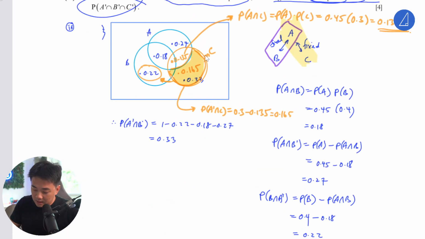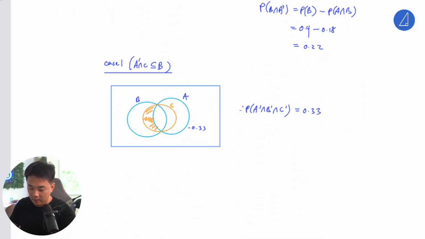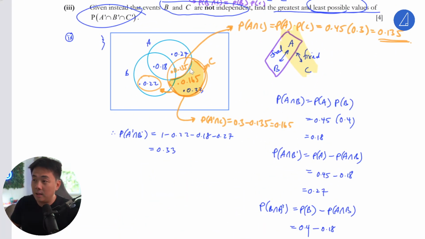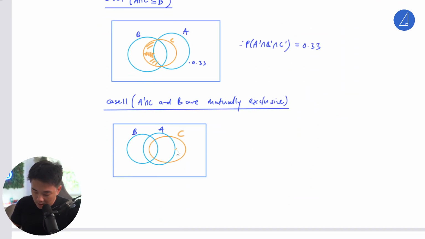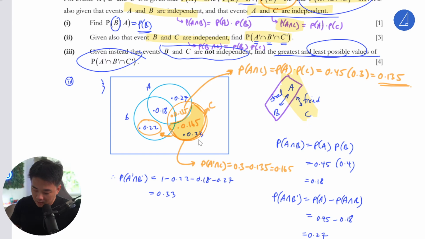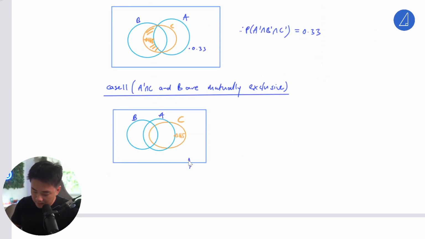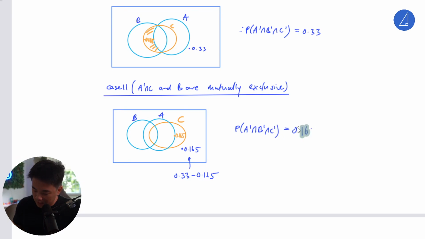Then after which you need to actually think about the least possible value, right? So essentially C, 0.165, can also swing entirely outside here, right? Where B and C are mutually exclusive. Because outside is 33%, you can totally accommodate A prime intersect C outside of A and B, right? So this is how it looks like, right? So imagine this thing swings entirely outside. 0.165 will be here, okay? So because it will eat into this space here, the 0.33, the outside here will be 0.33 minus 0.165. Okay, so in this case here, P(A prime intersect B prime intersect C prime) will just be 0.165.